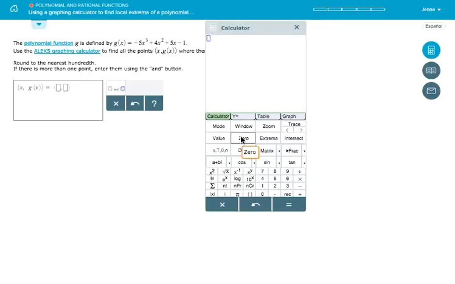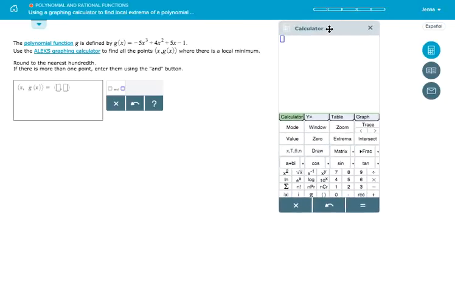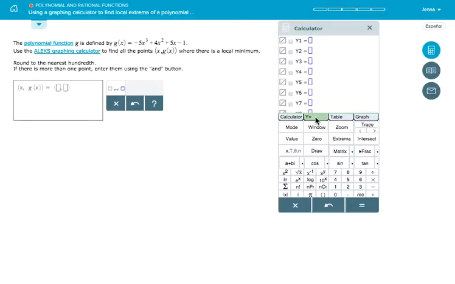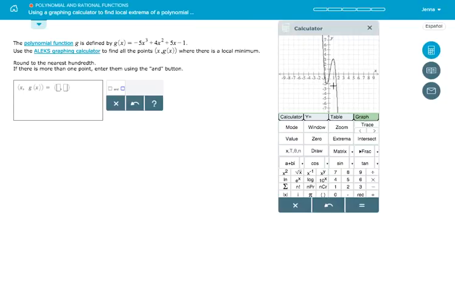And then you need to put in the function. So I'm going to put in this function. So you have to press the y equals button and then put in the function negative 5x to the third plus 4x squared plus 5x minus 1. Okay, and then we can hit graph, and then you can see we have a graph here of this, and then it asks us to find all points where there's a local minimum.